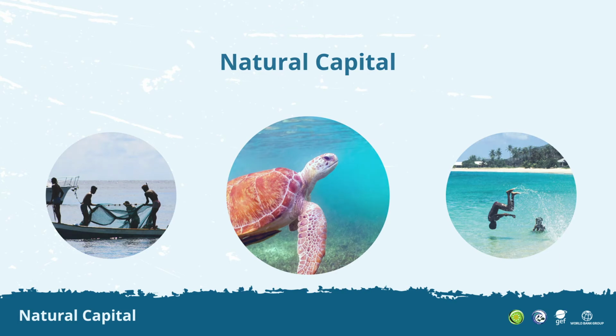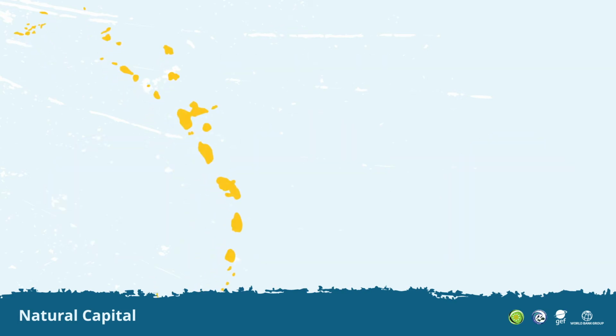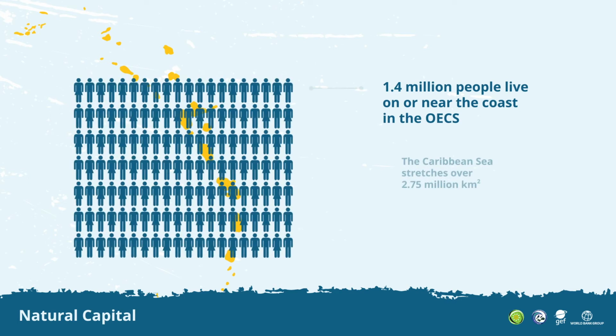In the OECS, more than 1.4 million people live on or near the coast, and at 2.75 million square kilometres, the Caribbean Sea is a crucial resource. It is critical that we manage our use of marine resources in a way to ensure they can continue to support us and future generations.